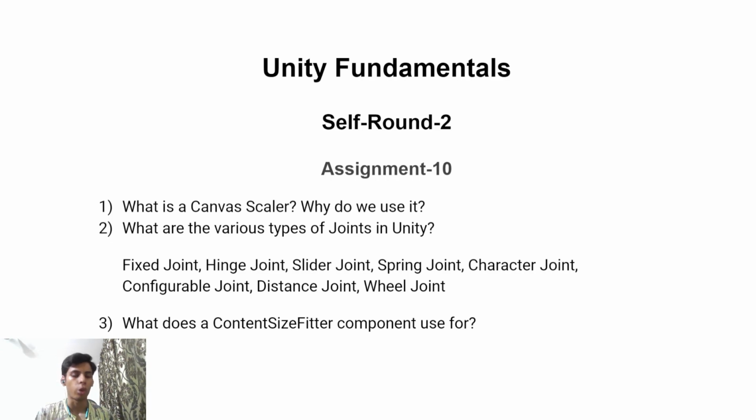Six would be configurable joint. So configurable joints are versatile joints that provide a combination of various joint behaviors. They allow you to specify the connection and motion constraints in a more customizable way. Next would be a distance joint. So distance joint connects two objects with a fixed distance, maintaining specific separation between them. Next would be wheel joint. So wheel joint simulates the movement of a wheel, allowing the rotation around an axis and suspension-like behavior.